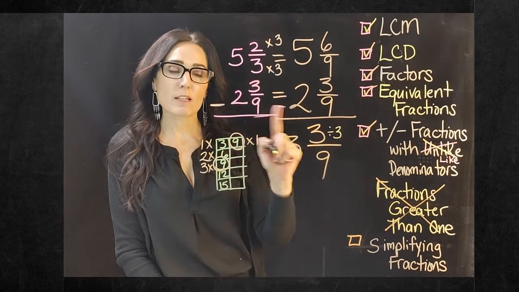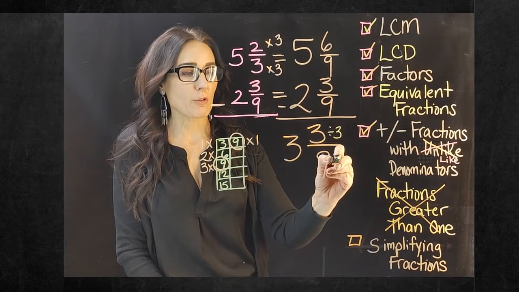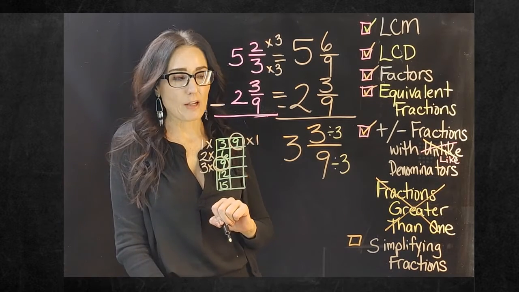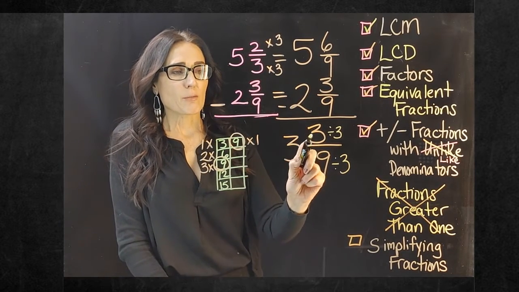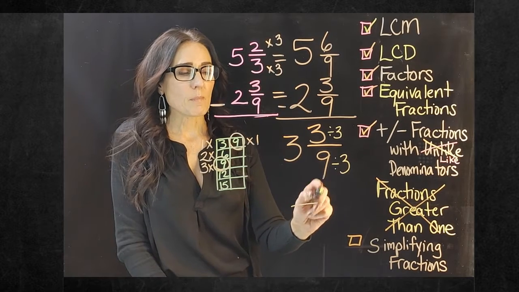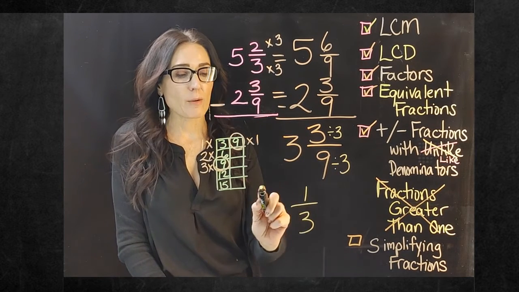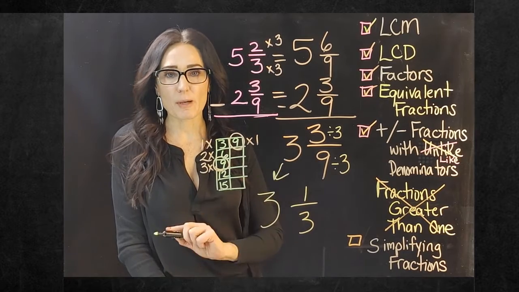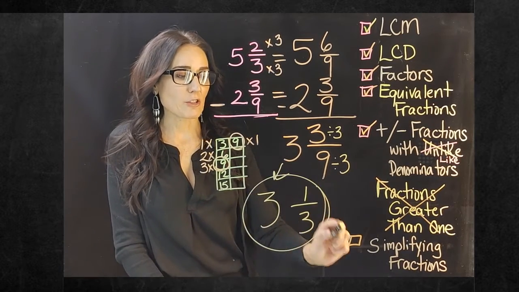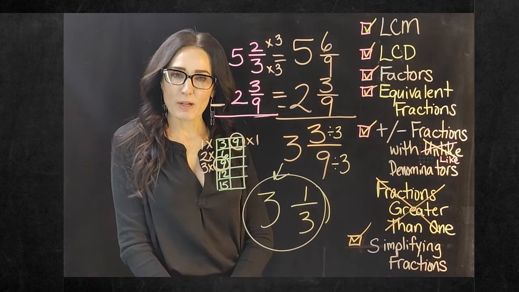So we would take 3 divided by 3. What we do to the numerator, we're going to do to the denominator. So when we divide 3 divided by 3, we get 1. When we take 9 divided by 3, we get 3, and we're going to keep that whole number. Don't forget about the whole number. So our final answer is going to be 3 1/3.